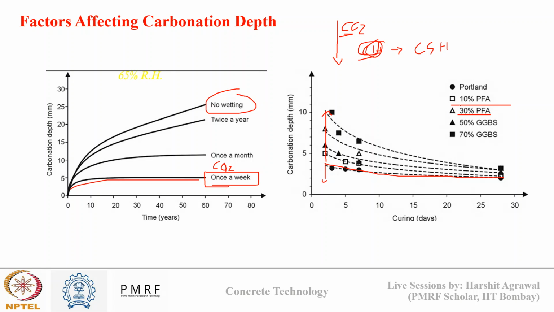Here you can see in terms of proportion of addition also, compared to 10%, 30% fly ash addition will cause more carbonation. Similarly, for slag also, the higher the proportion of OPC replacement by slag, the greater the carbonation risk.